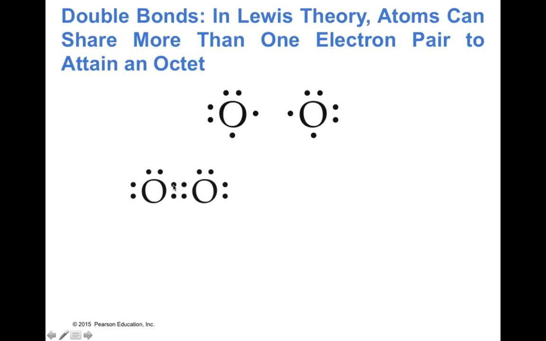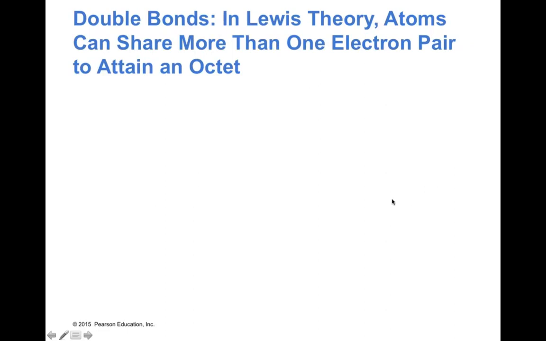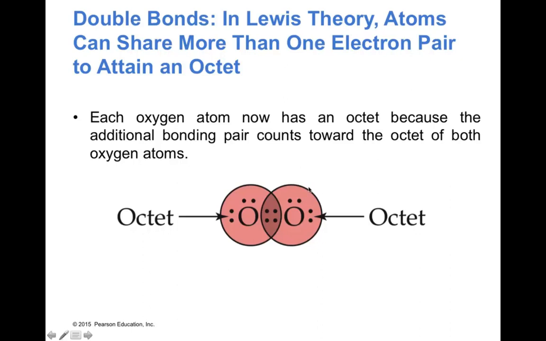Remember that you can create a bond by sharing just 2 electrons. So we have one single bond here and another single bond here, and that creates a double bond. We can represent that like this, where each dash or line represents 2 electrons. So we are sharing 4 electrons between those 2 oxygens. So we have 2, 4, and 4 here, 8. We have 4, 6, and 8. So each of those oxygens has its octet, because the additional bonding pair counts toward the octet of both oxygen atoms.